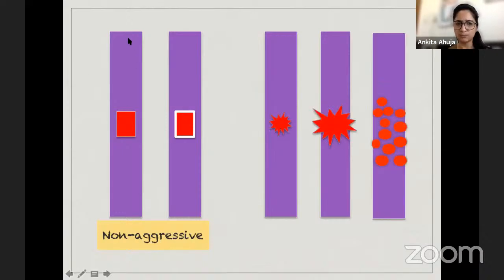In this case, the purple thing represents the bone and the red block represents the lesion. So the lesion is very well delineated. So this would be a non-aggressive lesion. If the lesion is lined by a white border, which is sclerosis, then it again falls into the category of non-aggressive lesion. But if you cannot delineate till where the lesion is going and it's so ill-defined and it's breaking the cortex or it's just going like a moth-eaten appearance, then it becomes aggressive.